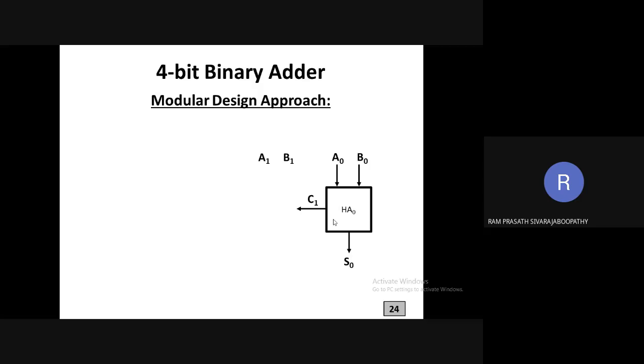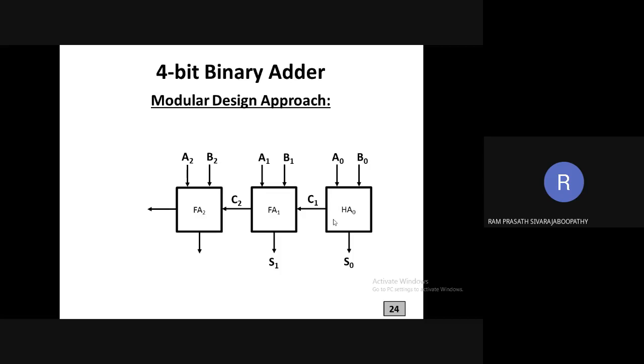Half adder or full adder? Yes, very good, Priyanka. Full adder. Again, sum is S1 and carry is C2. Fine. Next bit A2, B2. Again 3 inputs. Full adder. S2, C3. Again 3 inputs. Full adder. S3, C4. The final carry we are getting from this, we can name it as C out.